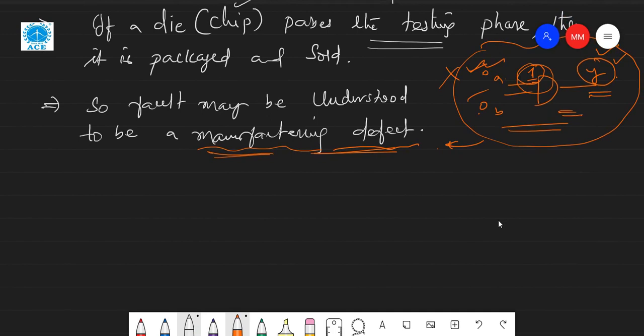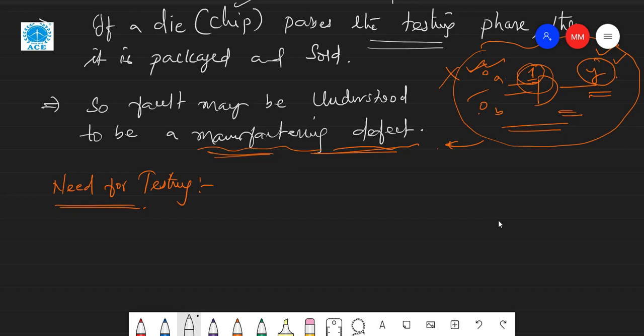So what is the need for testing actually? The same thing we discussed just now. Why are we going for testing? Because our manufacturing process is very complex. So after the completion of the process, we need to check whether our functionality is verified, whether it is properly working or not.